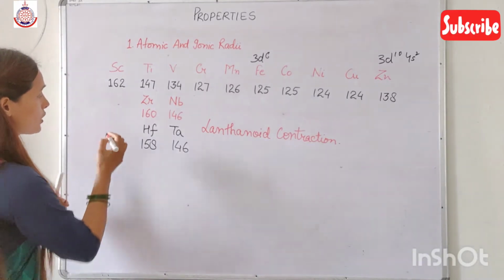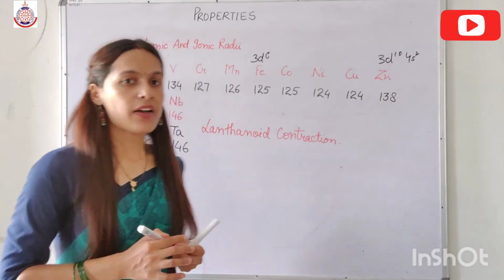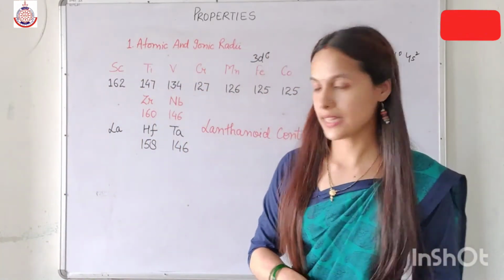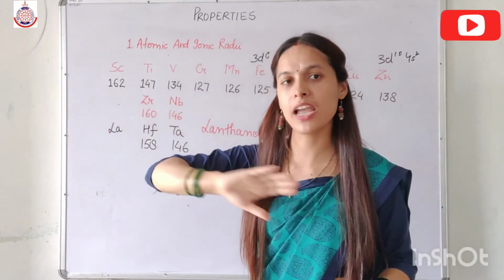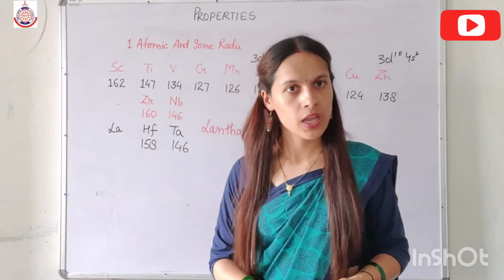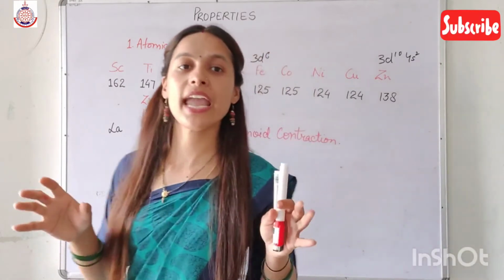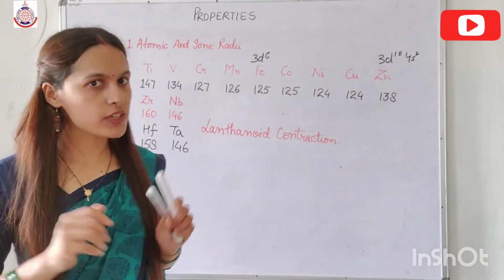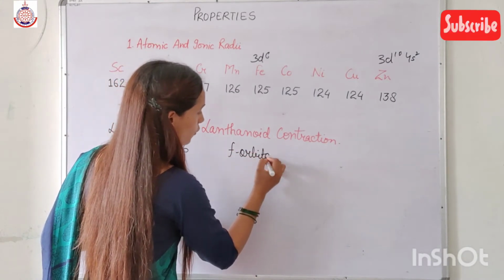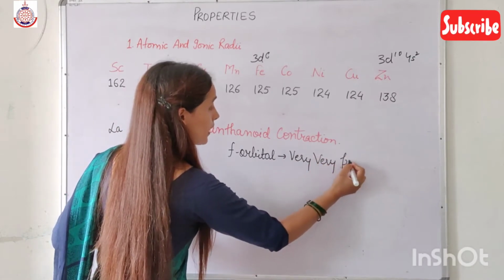We know that the first member of third transition series is lanthanum. After lanthanum, we know that we get F block elements. Lanthanum के बाद हमें F block elements मिलता है. F block completely fill होता है. Then फिर आपका hafnium fill होता है. Clear? It means in between lanthanum and hafnium we have F orbital also. And we know that the shielding effect of F orbital is very, very poor.